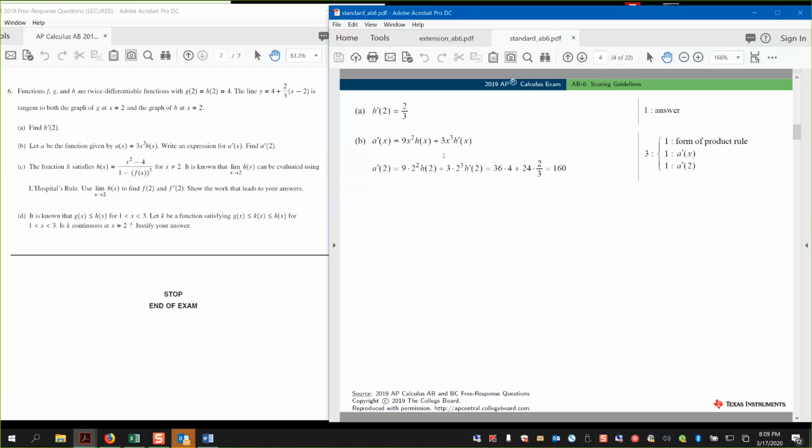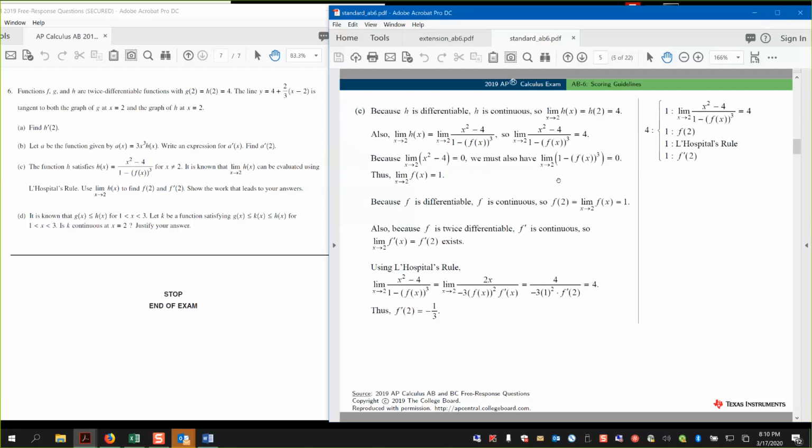The first point was for the general form of the product rule, and we'll talk more about what that general form looks like. This general form of the product rule is necessary in order to find a prime of x. The second point was for the correct expression for a prime of x. And the third point was for the value a prime of 2. Seems pretty straightforward.